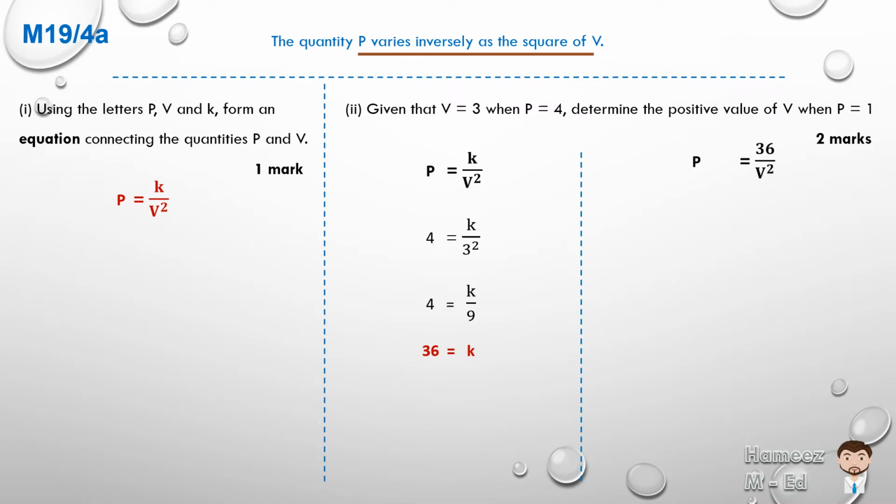And the question is asking us to find the positive value of v when p is equal to 1. So let's substitute. 1 is equal to 36 over v squared. So we could carry the v squared from the denominator across. It will multiply. So we get 1 times v squared is equal to 36. V squared is equal to 36. So that means v is equal to the square root of 36. So v is equal to plus 6 or minus 6. So there are two values. And if they're asking us for the positive value of v, then v is equal to plus 6. And we don't need to write the positive sign. It's understood. So we can just say v is equal to 6.